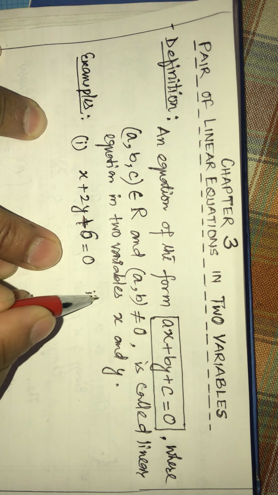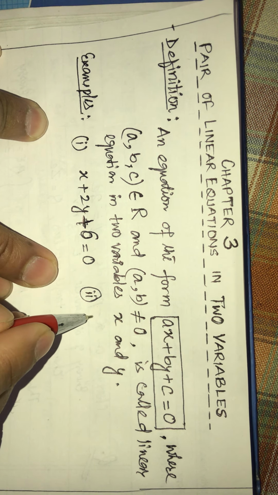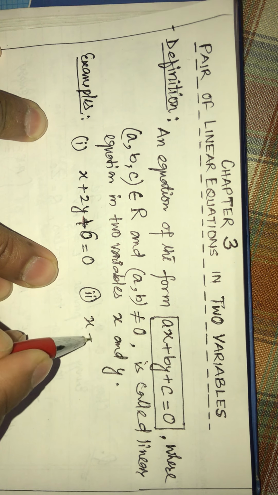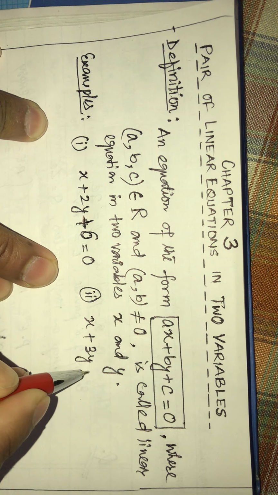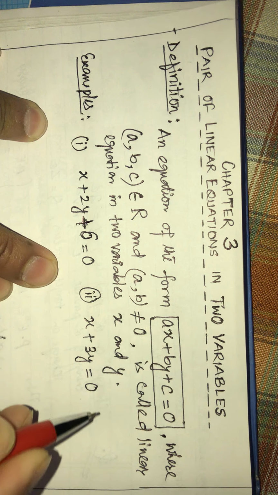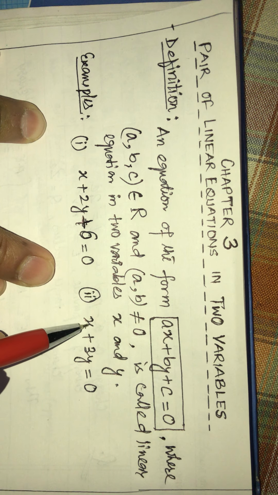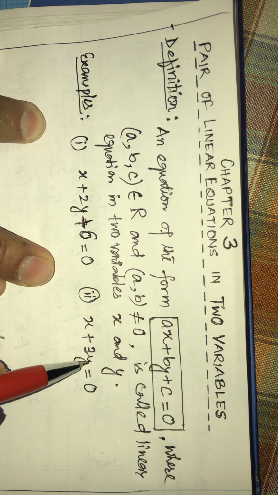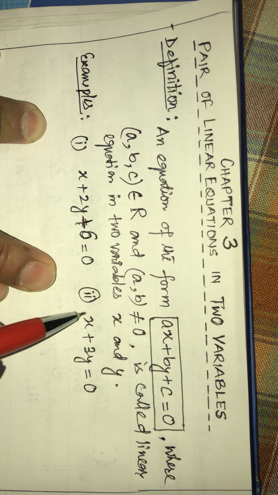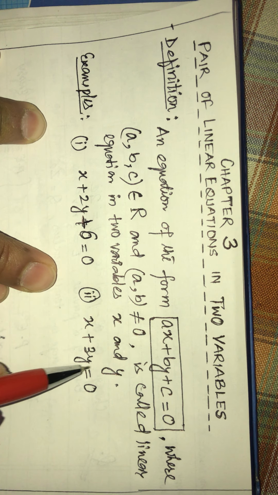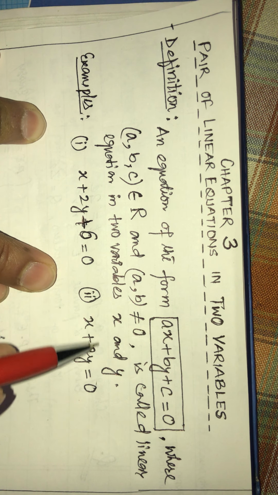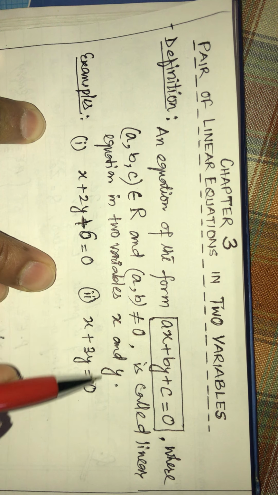We can even write x plus 3y is equal to 0. See, here the c term is missing. x and y both are there. a is 1, b is 3, but c is 0. So this is also called a linear equation.